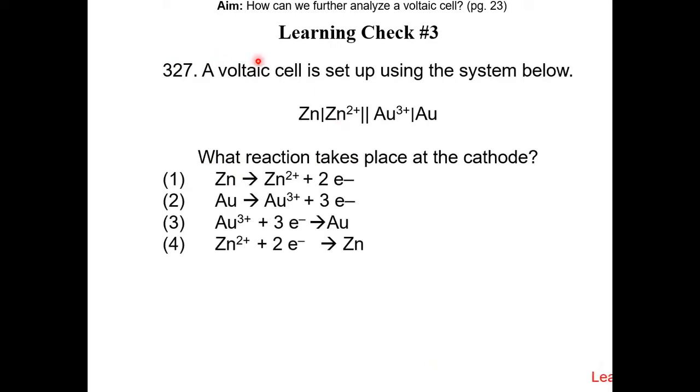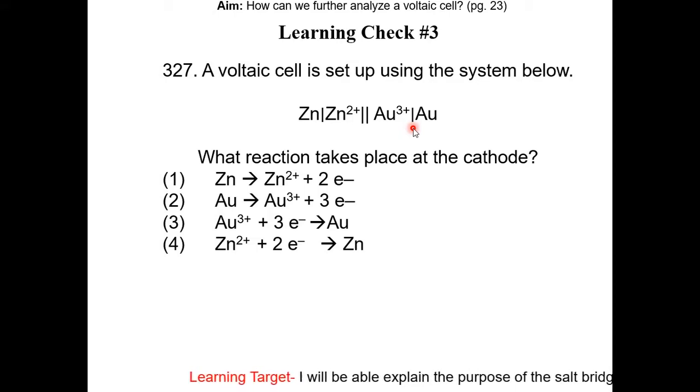Learning check number 3. A Voltaic cell is set up using the system below. What reaction takes place at the cathode? Pause the video, resume as completed. The cathode is written on the right side of a cell diagram. Gold positive 3 is being reduced. It gains 3 electrons, so the best answer is choice 3.